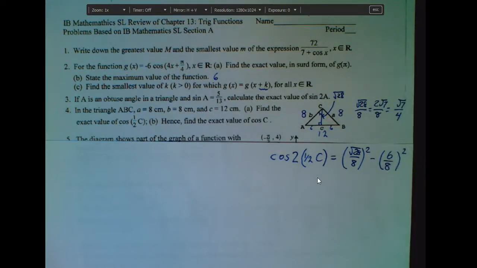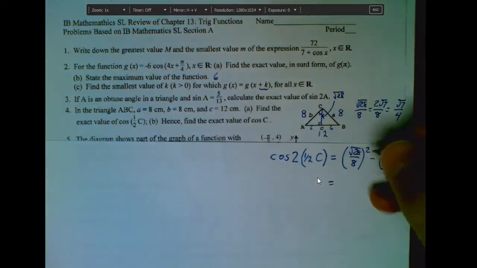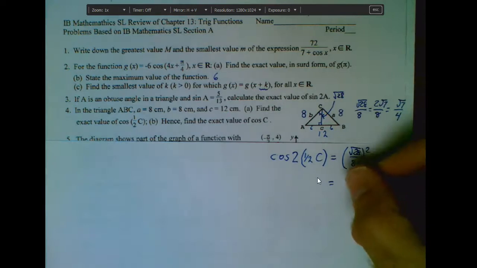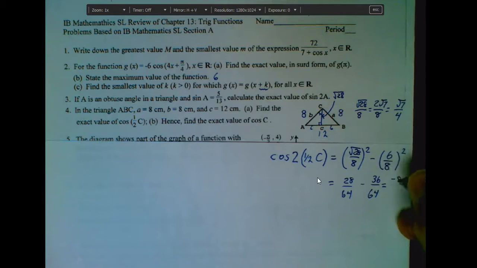So anyway, that's our setup. A little cleanup on that. If I square both sides, that eliminates the radical, so I just get 28/64, minus 36/64. So now if I subtract, I'm just looking at -8/64, which we could reduce to -1/8.